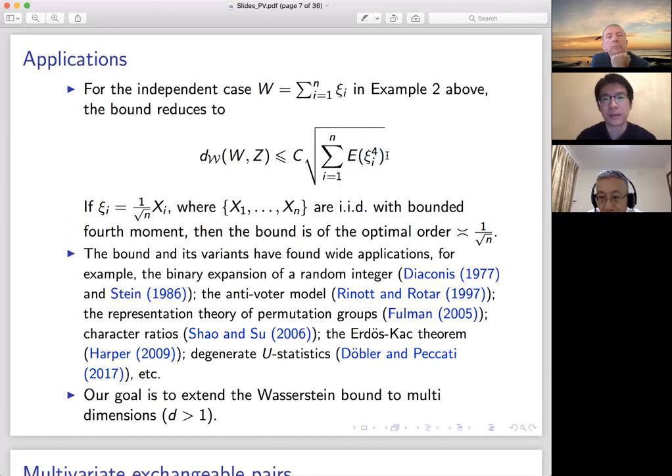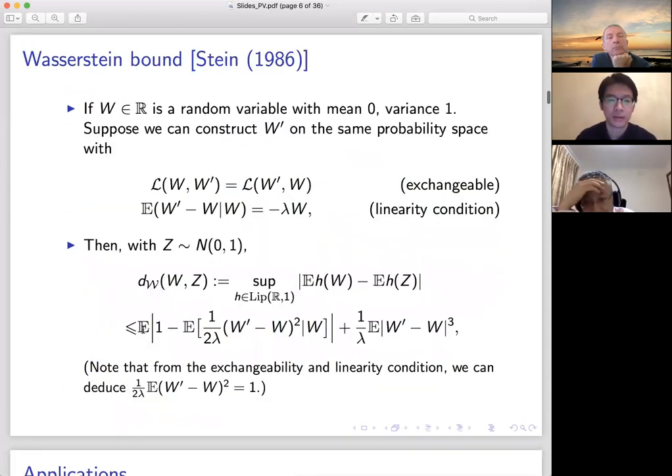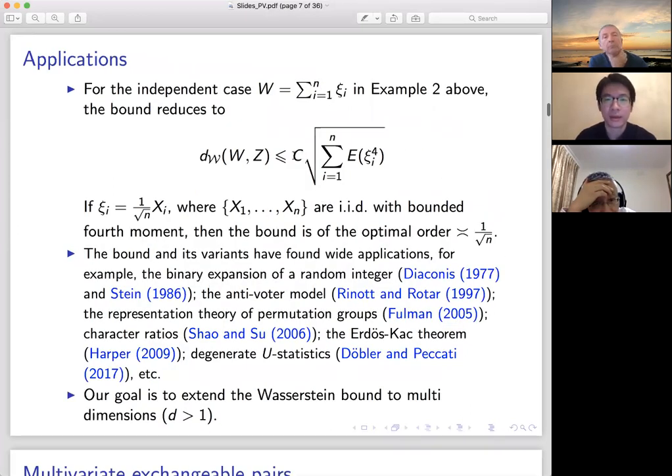I mentioned that the fourth moment comes from exactly bounding this term by the square root of the variance. So the variance of the second moment term becomes a fourth moment. Another thing is I'm using this capital C to represent absolute constants, so it can be computed explicitly. I just leave it there for simplicity.